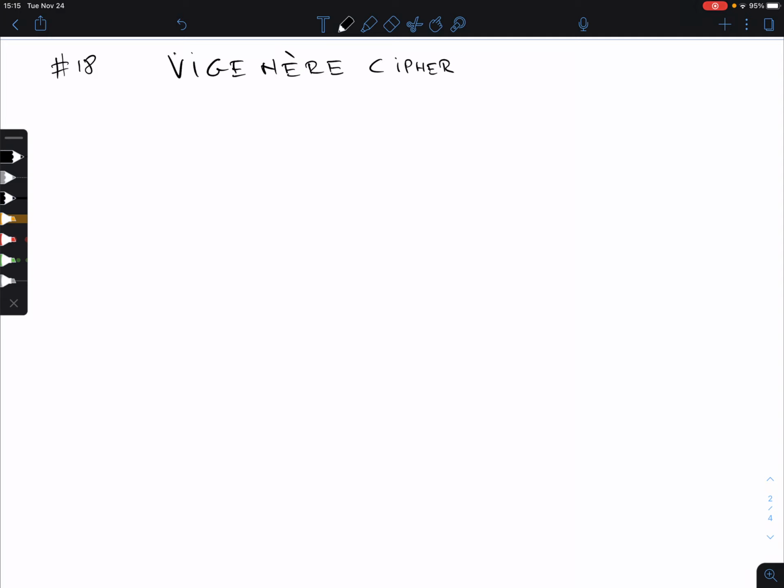But let's think more about how to encode the message, right? So it has a key. The encoding key here is blue. Now, what does that mean? What are we going to do? We have a text, and this text is snowfall, and we have to encode this.